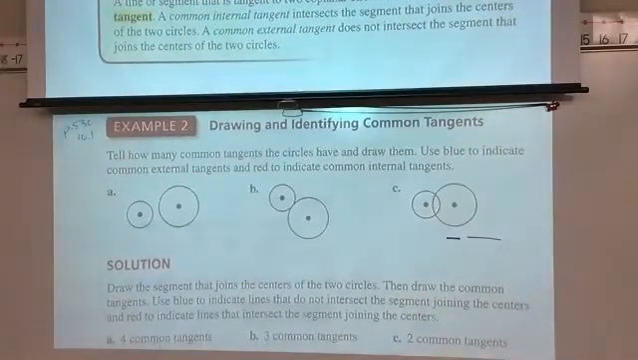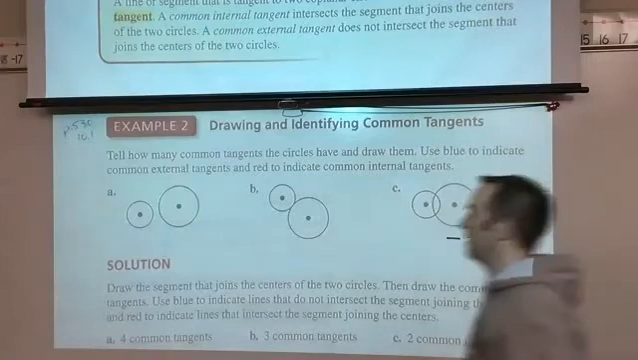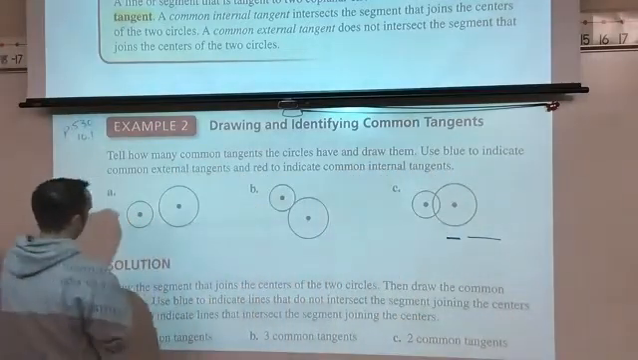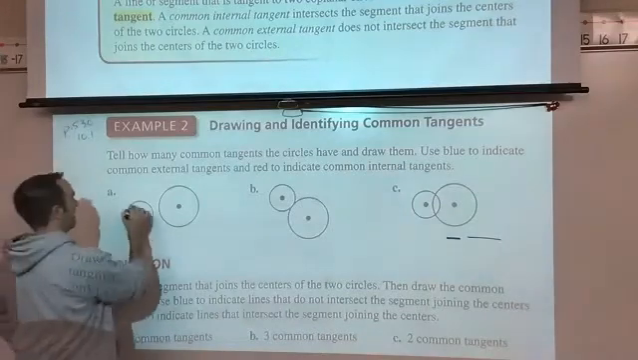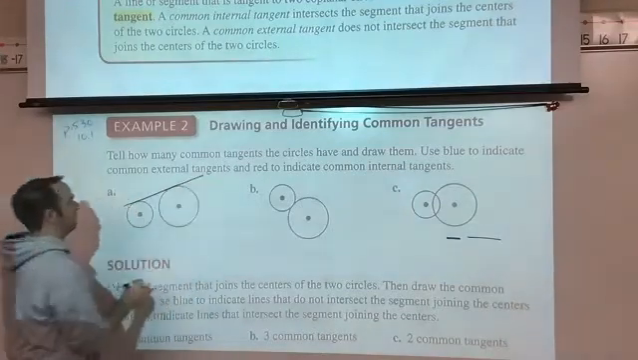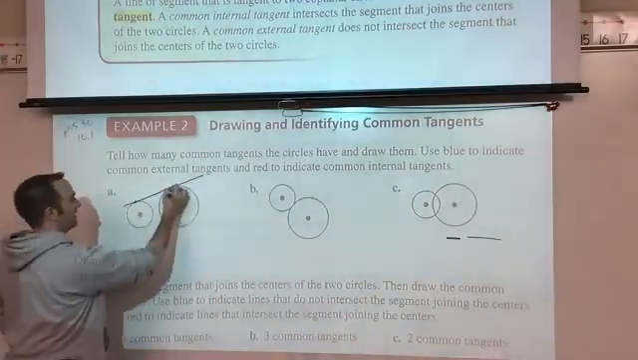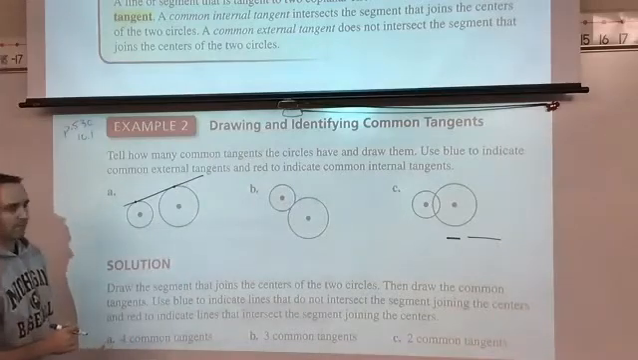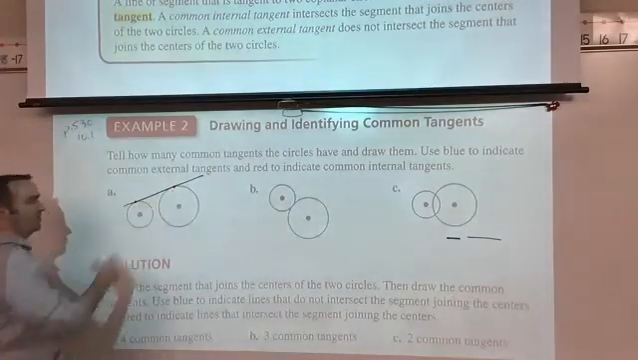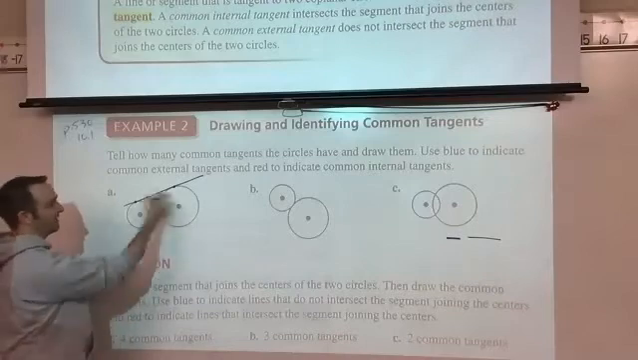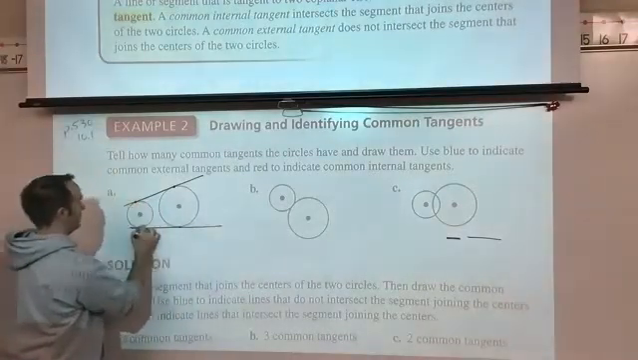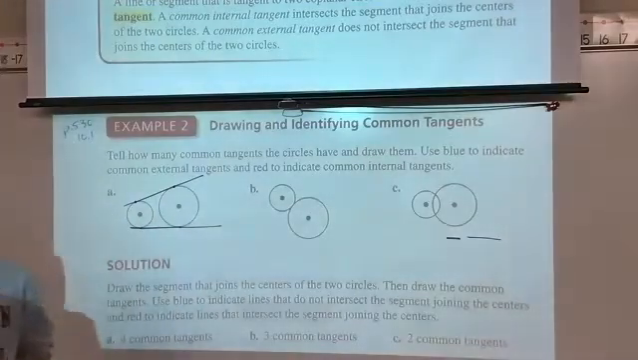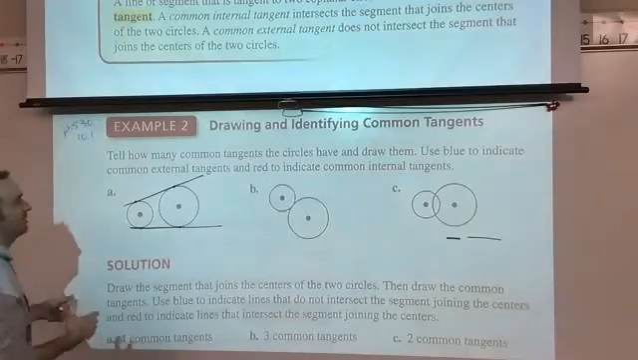Now, if we look at A, B, and C here, and we find our common tangents, for A, we could draw in a tangent line that is tangent here and here, right? Touches each one of those circles in one spot. That's a common tangent. This is also a common tangent. Touches each of those in one spot. But we could also have internally tangent.